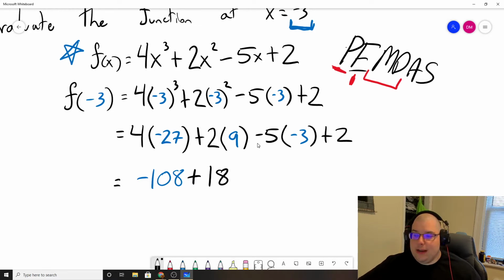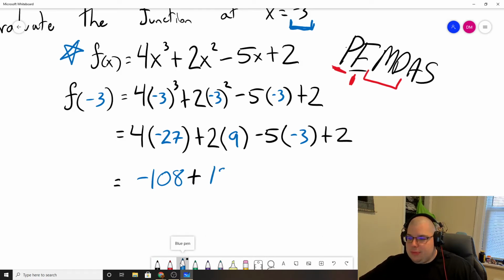And now there's two ways that you could tackle this next part. You can either think of it as subtraction and do the minus sign and then 5 times negative 3. Or what we can do is we could change this to be plus a negative. And so this becomes a plus sign down here. And now I'm going to do negative 5 times negative 3. And negative 5 times negative 3 is positive 15.